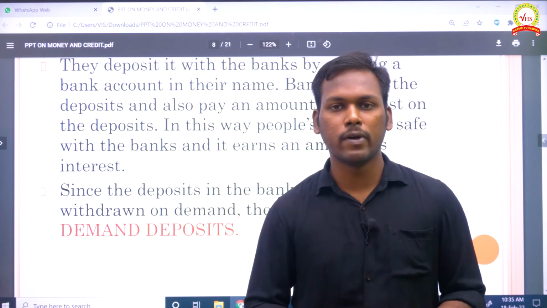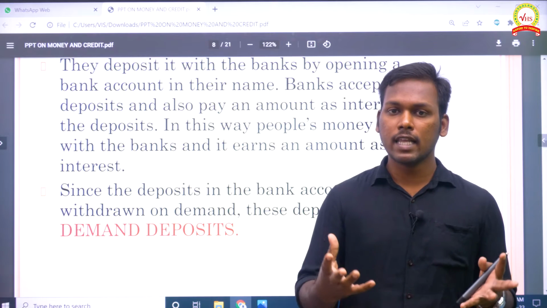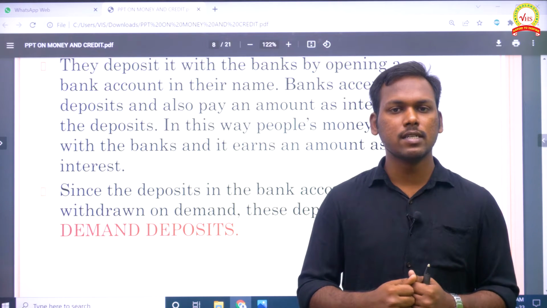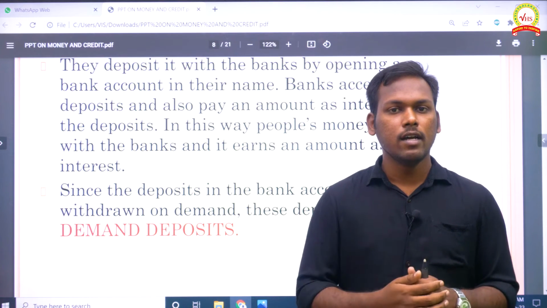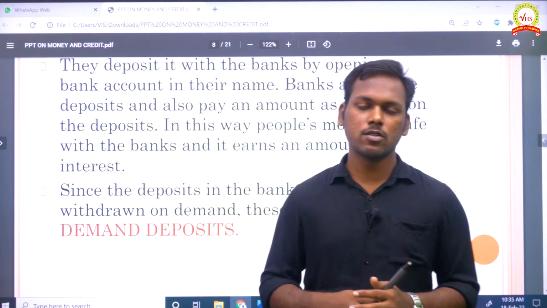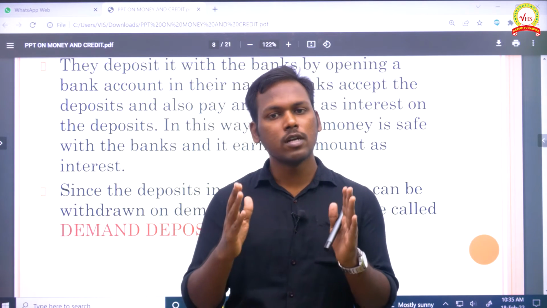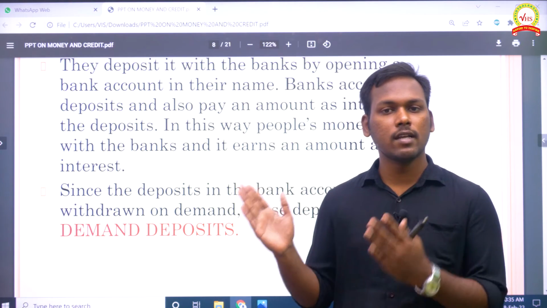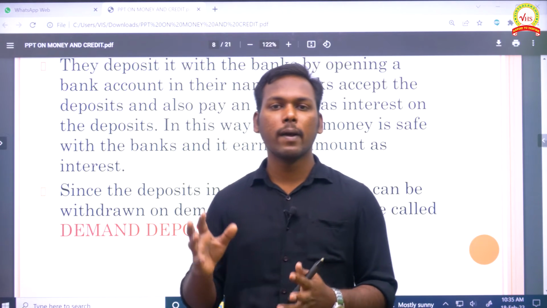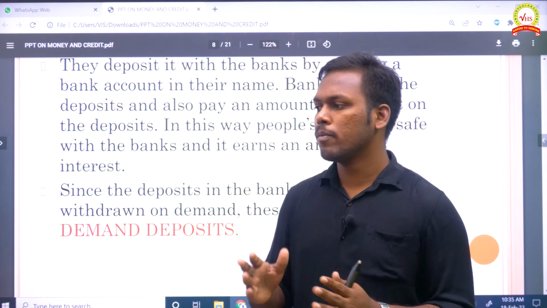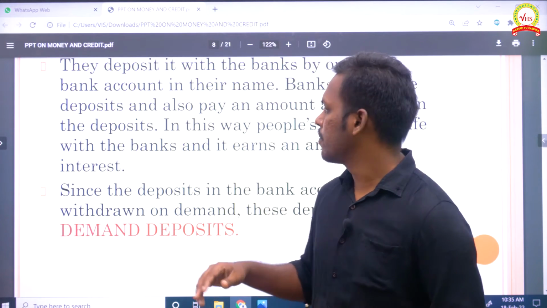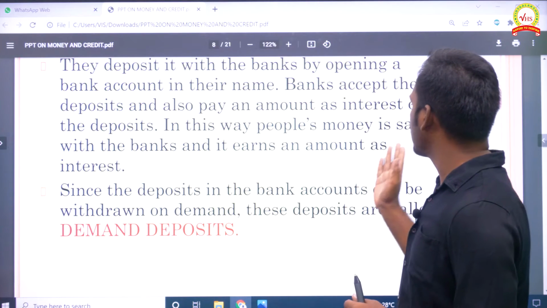So that's very important. Banks, of course, will accept your deposits. In return, you will be paid interest. So that's very important. It's your money, and when you deposit it in the bank, you will be paid interest based upon the bank norms. In this way, people's money is safe.